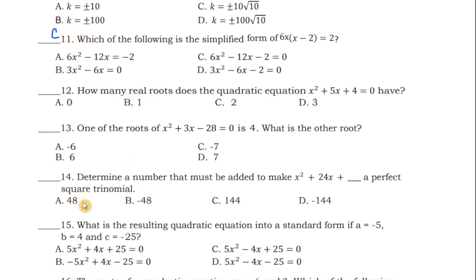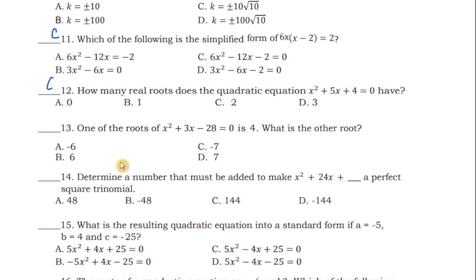How many real roots does the quadratic equation x squared plus 5x plus 4 equals 0 have? A 0, B 1, C 2, D 3. So the answer is 2.